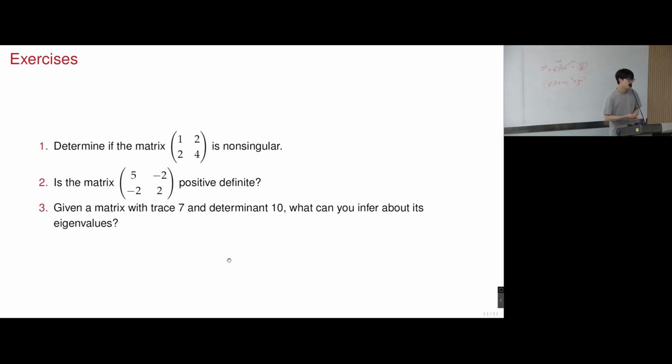And here are some of the exercises. You can determine if the matrix is non-singular, if the matrix is positive definite, or if the matrix has trace 7 and determinant 10, what can you infer about its eigenvalues, okay? So I'll talk about some of the exercises, like 1 and 2, and some I'll leave as something you can toy around with, okay? So we'll have a short break, and then we're going to talk about these exercises, and we'll end the session, okay?